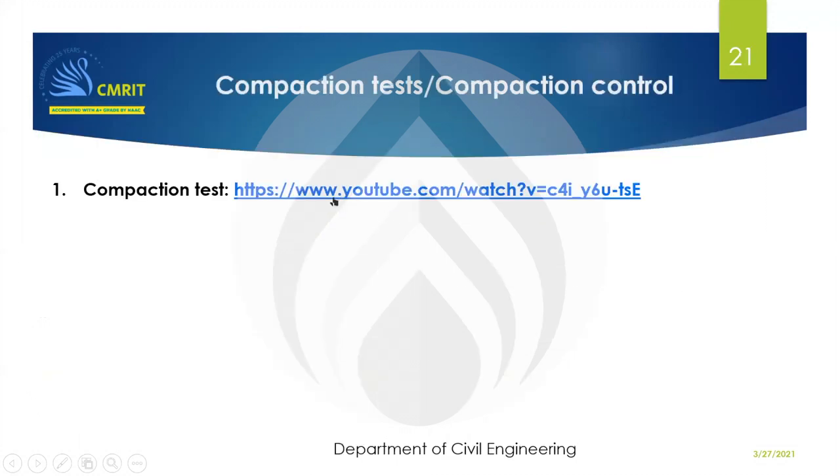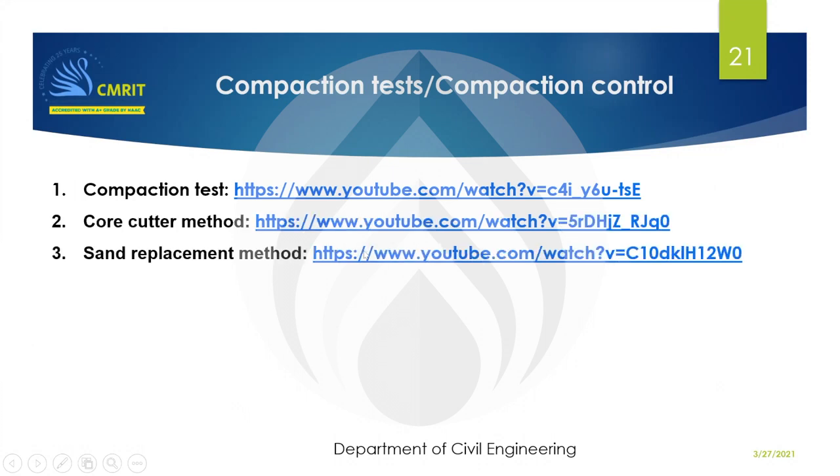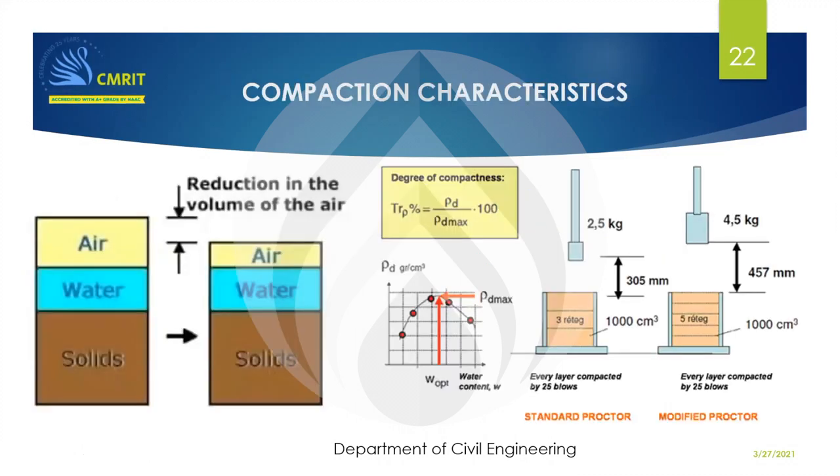Now, coming to the compaction test, it's a very, very important test as far as any embankment construction is concerned. The core cutter method and sand replacement method are the tests that help us determine the quality of construction in the field. Generally, in the compaction method, we use a mold, and the mold will be filled in 3 layers, or in 5 layers for heavy compaction. The rammer weight will also vary based upon the compaction effort.